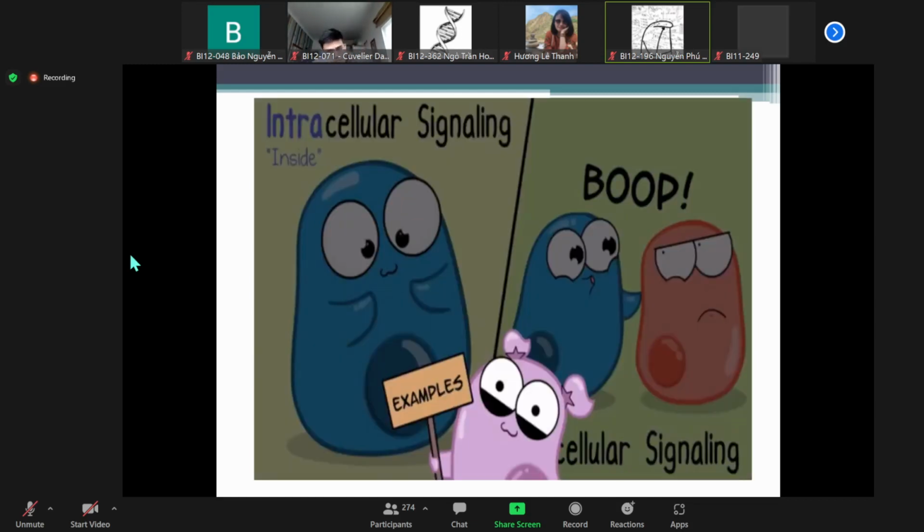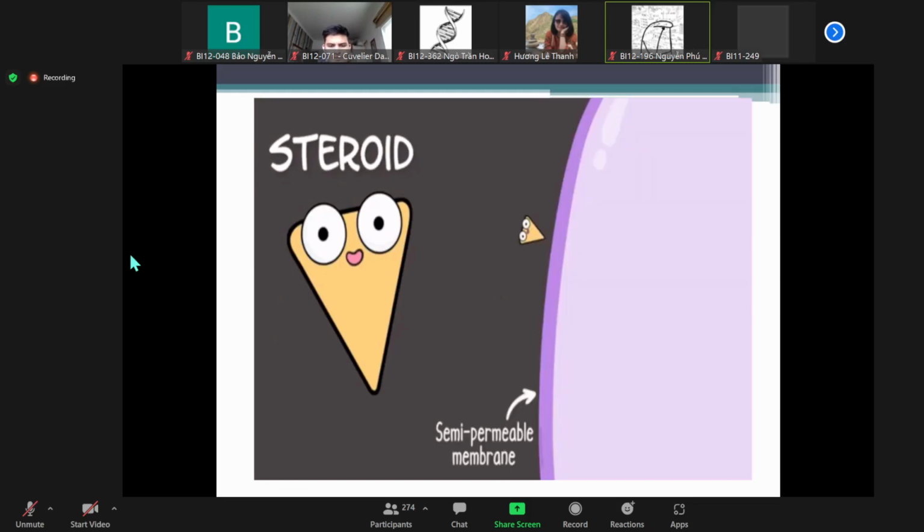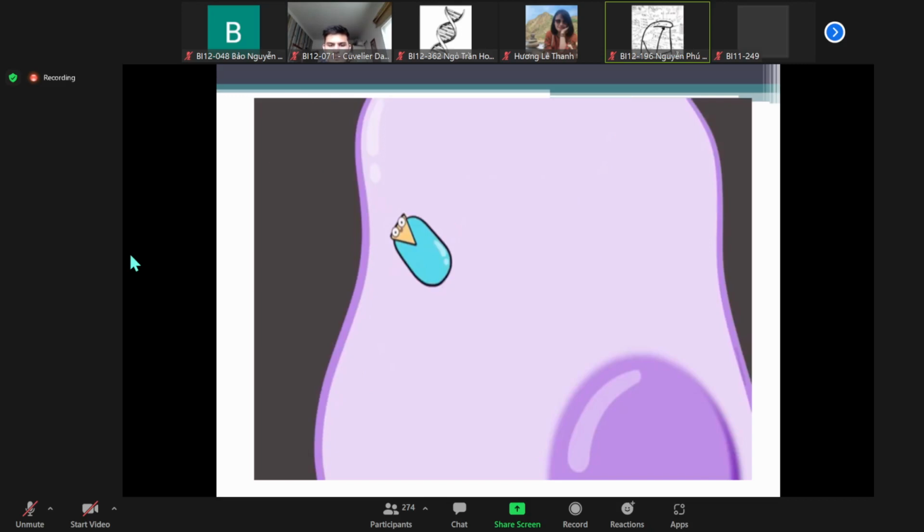Let's just give a few signaling examples so we can get a basic understanding of the vocab and what this can look like. Let's say we have a steroid hormone that travels through the cell's semi-permeable membrane. Remember, that would mean the steroid hormone is our signal molecule, our ligand. Once inside the cell, it binds to a protein receptor within the cell.